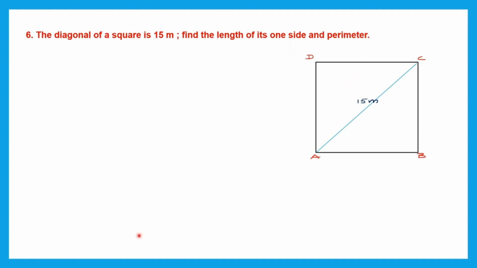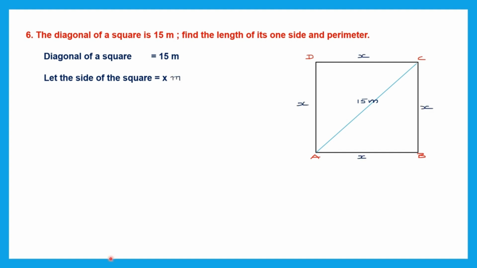So this is what is given. So let's write that down. Diagonal of a square is 15 meters. Let the side of the square be x meters. So let each side be x meters. So we have got there, all the sides are x meters. Now how do we find this side or this side? One of the sides, how do we find any one of these sides?